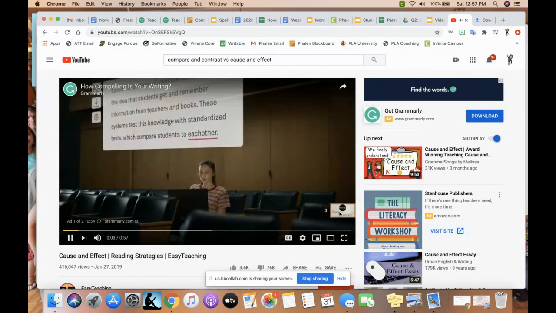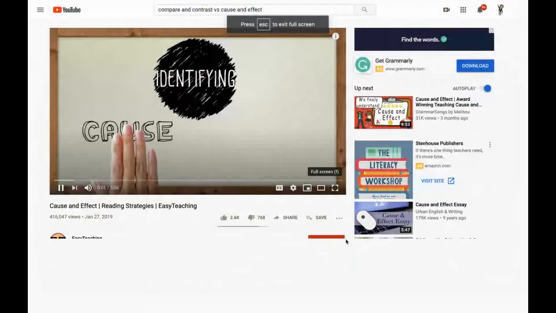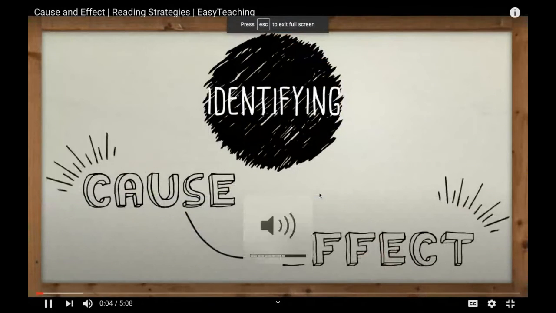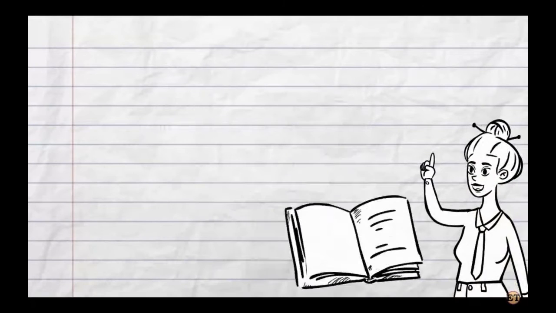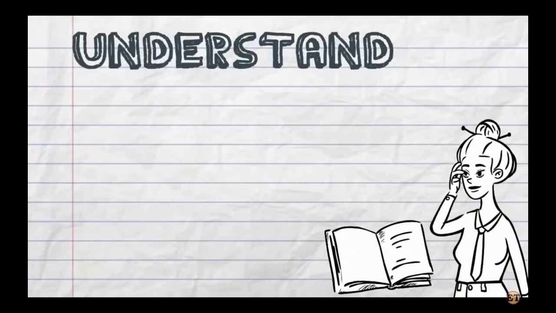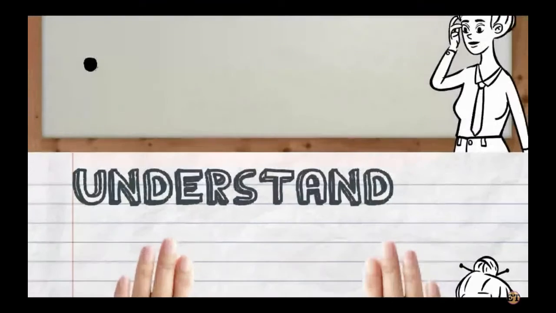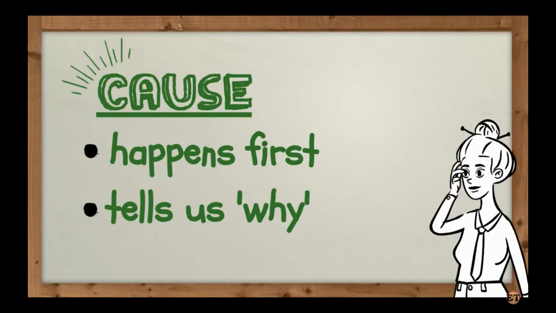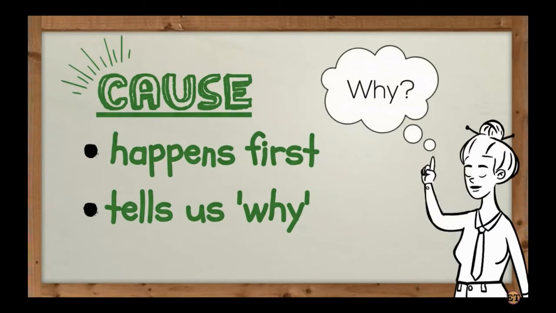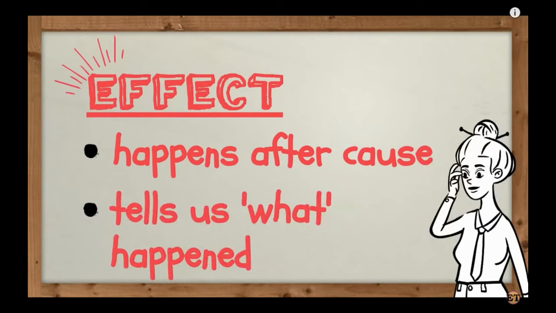Good grammar and spelling are important, but if you want to write essays that inspire, identify cause and effect. Identifying cause and effect in texts is important as it helps us to understand the events that are happening. It helps us to understand what's happening and why it's happening. A cause happens first. It's why something happens. To find the cause, ask, why did this happen? An effect happens after the cause. It tells us what happened.